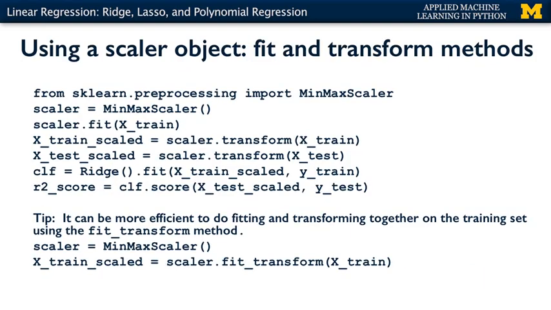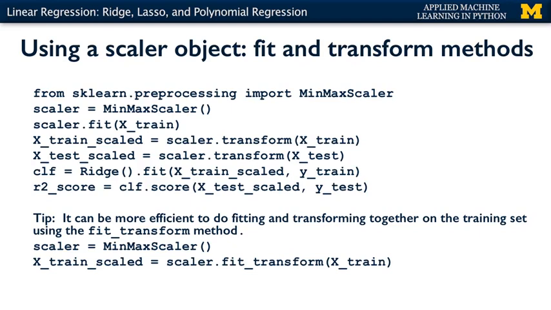To apply min-max scaling in scikit-learn, you import the MinMaxScaler object from sklearn.preprocessing. To prepare the scaler object for use, you create it and then call the fit method using the training data, X_train. This will compute the min and max feature values for each feature in this training data set. Then to apply the scaler, you call its transform method and pass in the data you want to rescale. The output will be the scaled version of the input data.